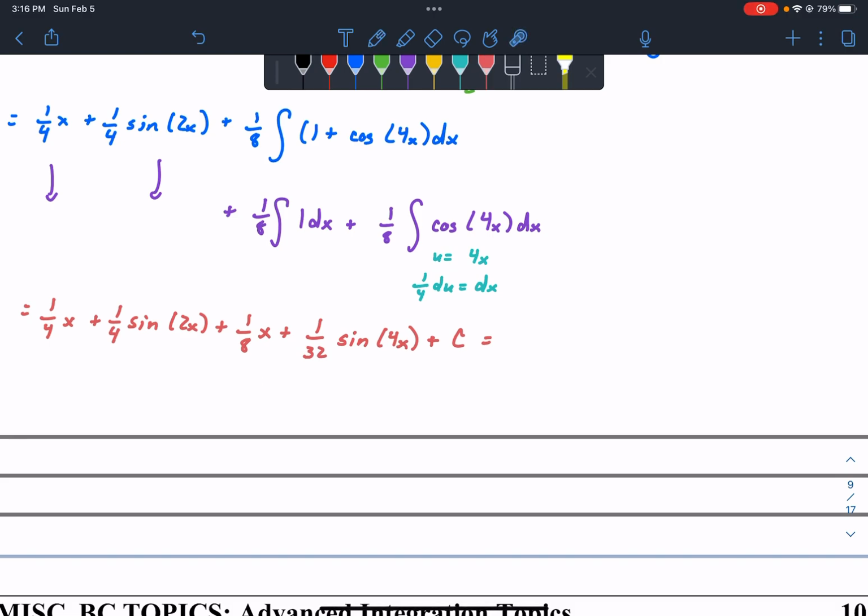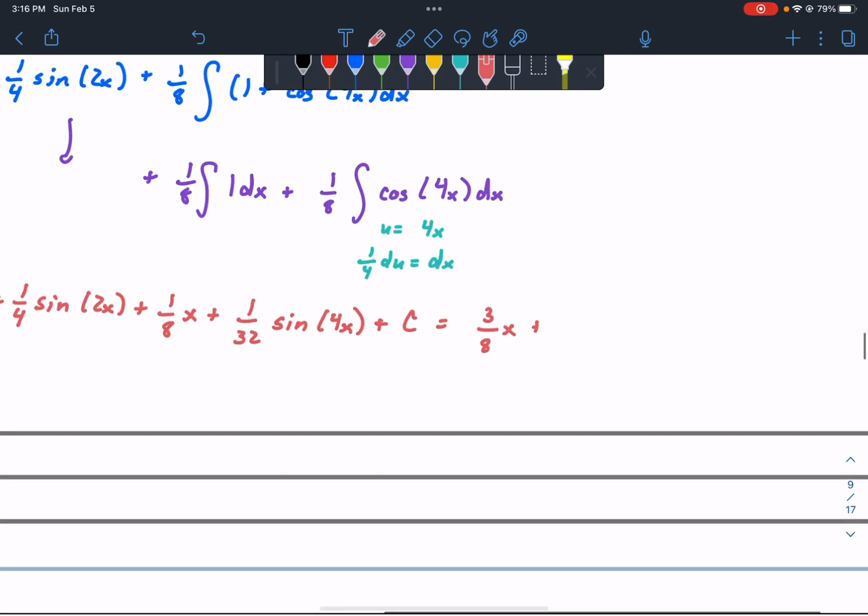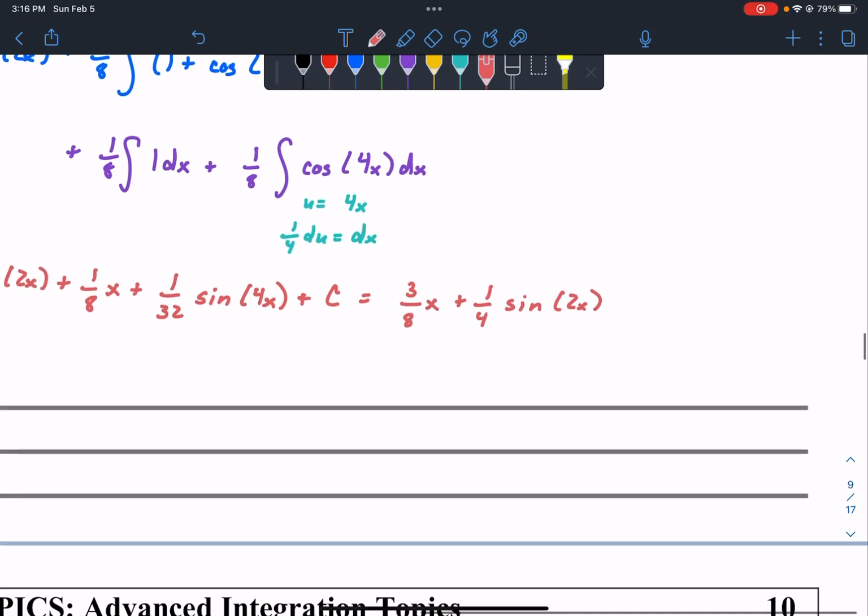Now I do want you to pay attention that you've got like terms here. So you've got 1/4 x and 1/8 x. So if you add those together, you get 3/8 x. So if you want to make sure that you get all your like terms combined, you get 3/8 x plus 1/4 sine of 2x plus 1 over 32 sine 4x plus c.